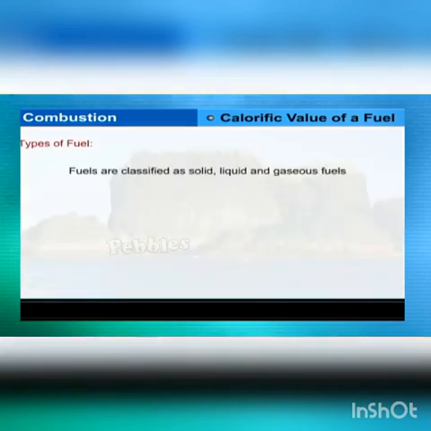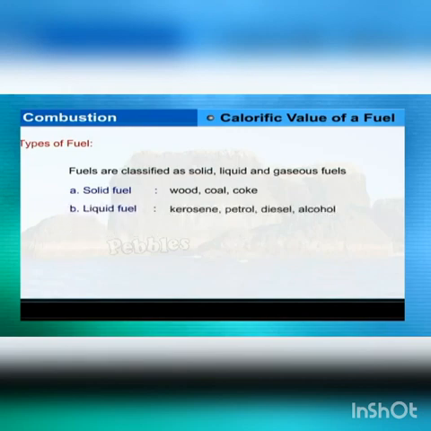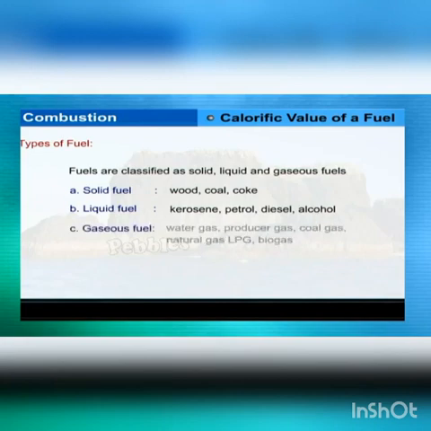Types of fuels. Fuels are classified as solid, liquid, and gaseous fuels. Solid fuel: wood, coal, coke. Liquid fuel: kerosene, petrol, diesel, alcohol. Gaseous fuel: water gas, producer gas, coal gas, natural gas, LPG, biogas.